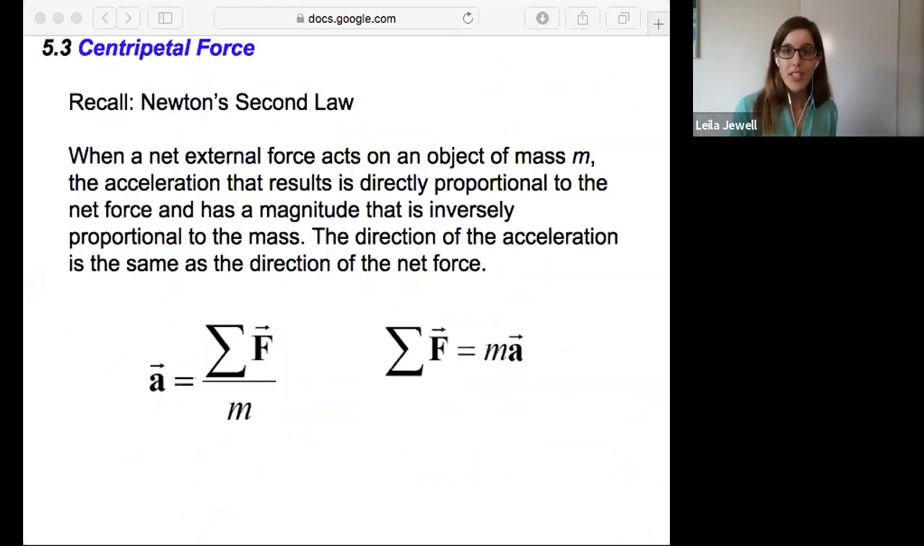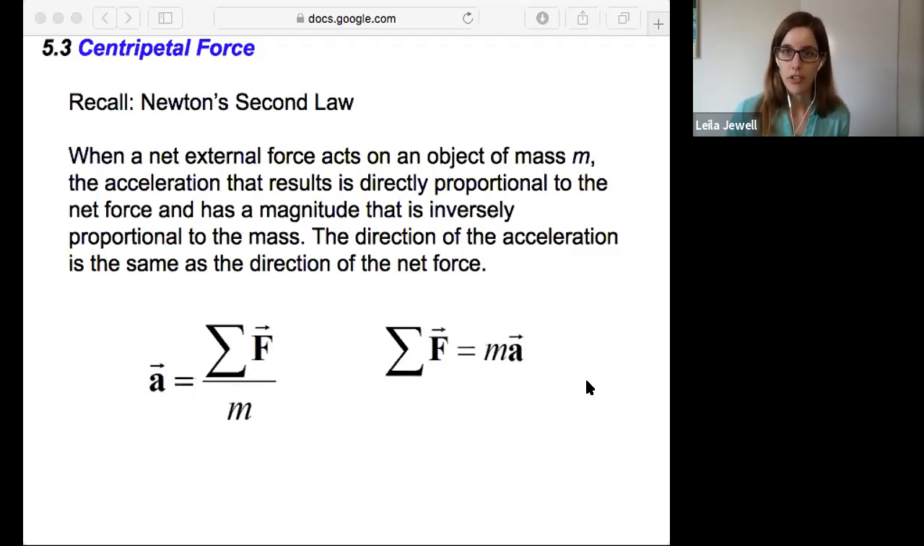Section 5.3, Centripetal Force. So first, let's remember Newton's second law, what we saw in the last chapter, chapter 4. It says if there's a net external force acting on an object of mass m, the acceleration that results is directly proportional to the net force and has a magnitude that's inversely proportional to the mass. The direction of this acceleration is the same direction as that of the net force. This is shown mathematically with acceleration being directly proportional to net force. They are both on top there, and inversely proportional to the mass because mass is in the denominator there.